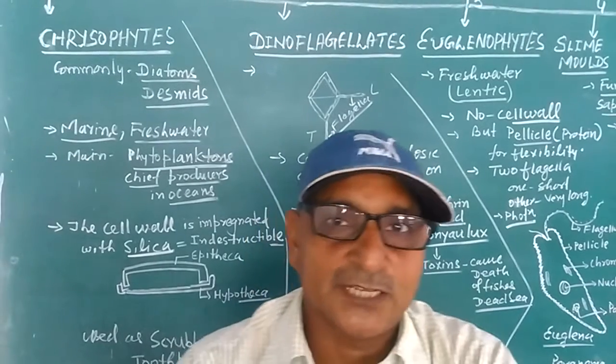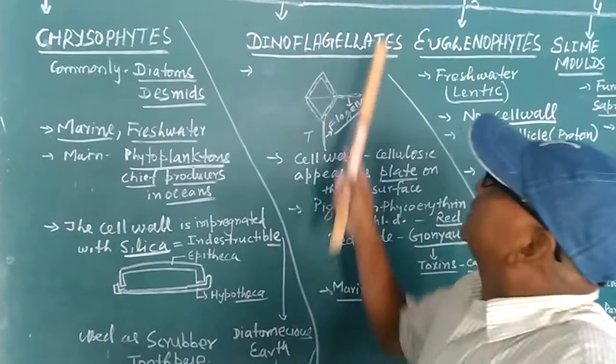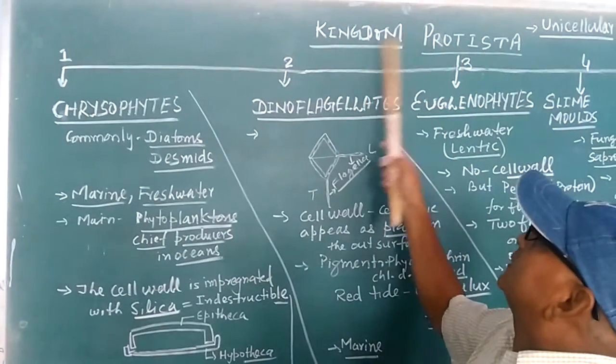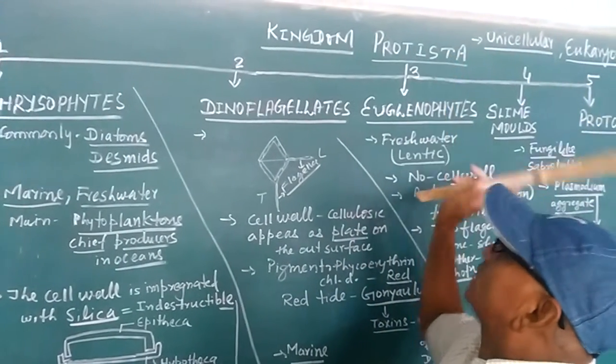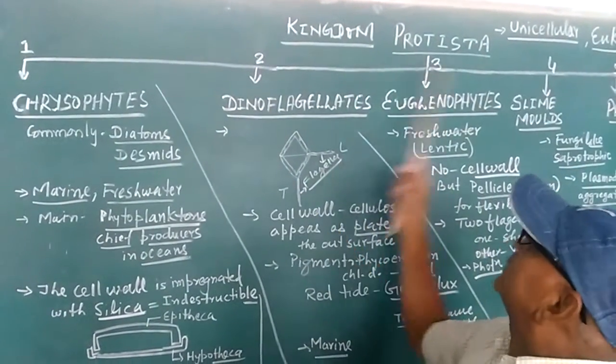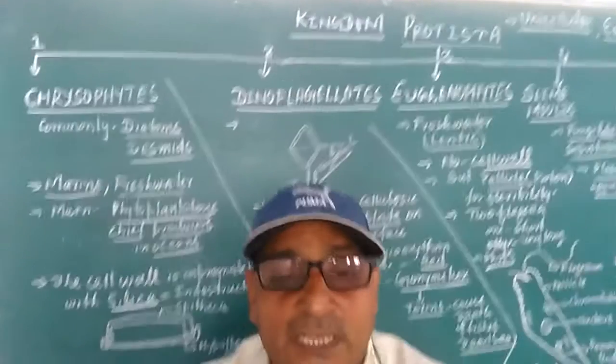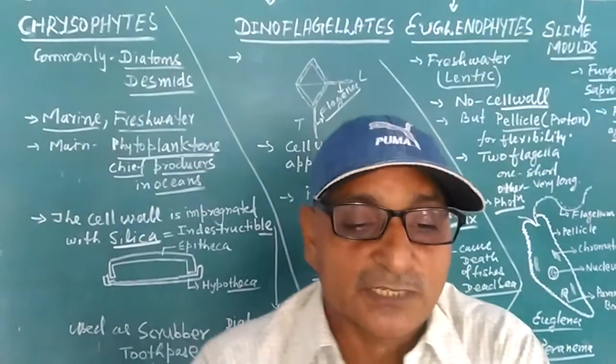I am going to explain the kingdoms. We have Kingdom Monera and Kingdom Protista. Monera we have already studied. Kingdom Protista has 5 groups, and we are going to discuss 4 groups here.